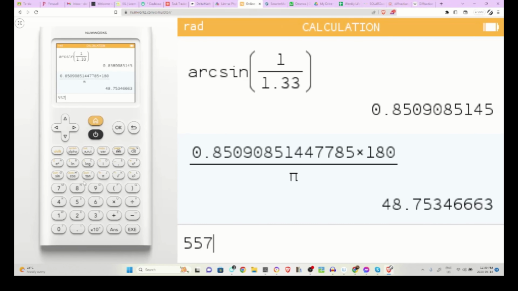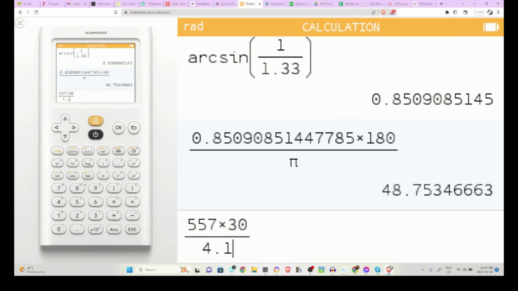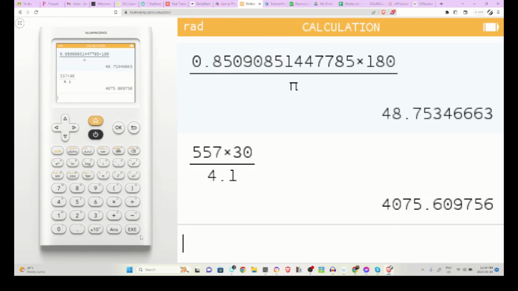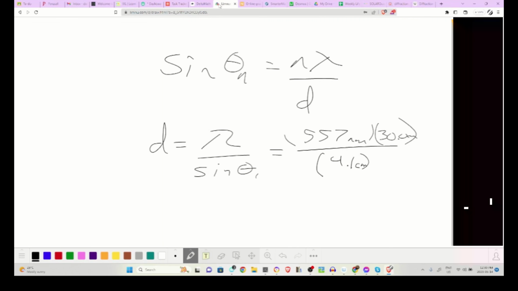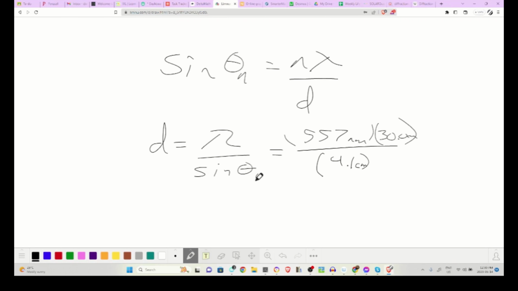So 557 times 30 divided by 4.1 gives us about 4,000. And that's if the small angle approximation holds. This is actually too big for the small angle approximation. So we'll use the inverse tan.